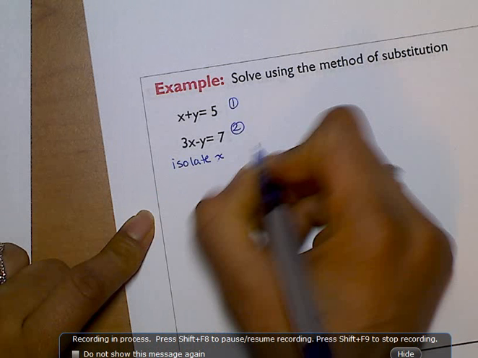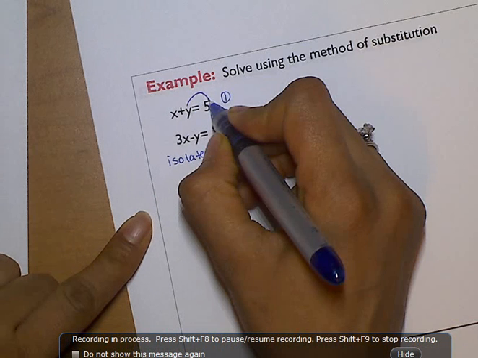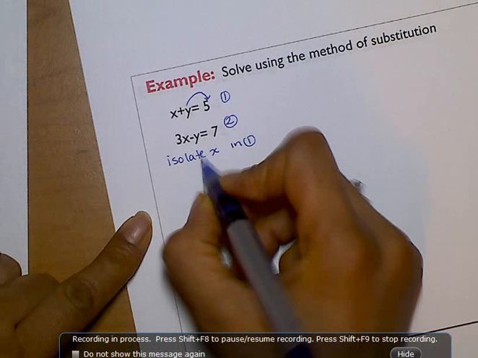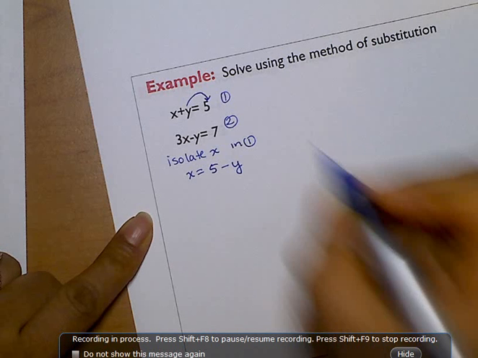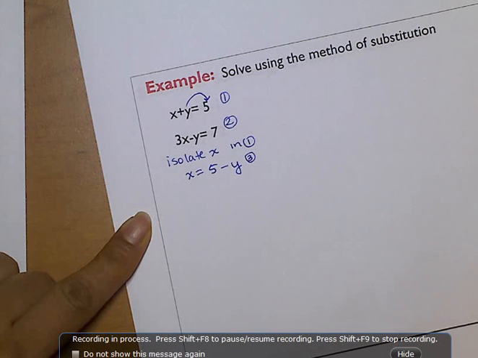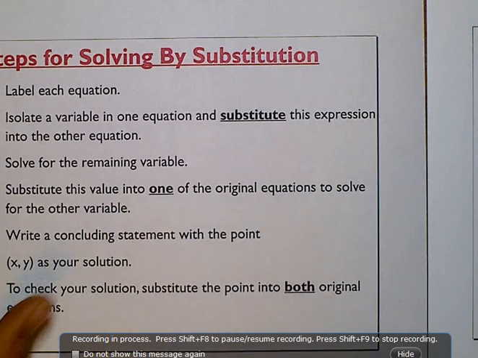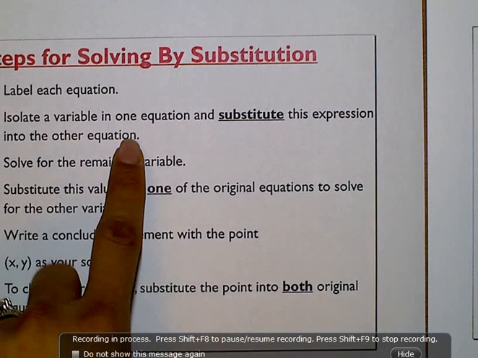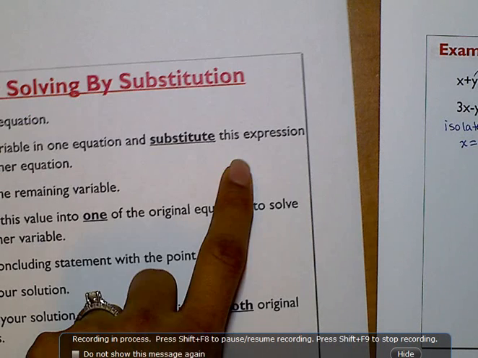So isolate means solve for x, move the y to the other side. x equals 5 minus y. And this is going to be my third equation. You're now going to sub the third equation into the second equation. So just going to go back to my steps here. Step number 2 said isolate a variable in one equation, which we did. We isolated the x, and then substitute this expression into the other equation. So the expression here is x equals 5 minus y. I'm going to sub that into my second equation.